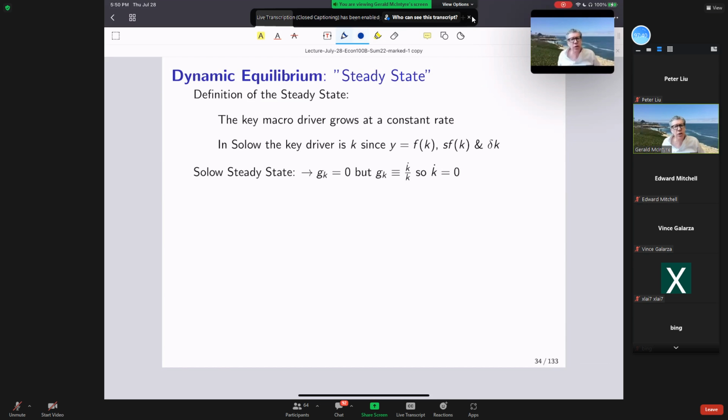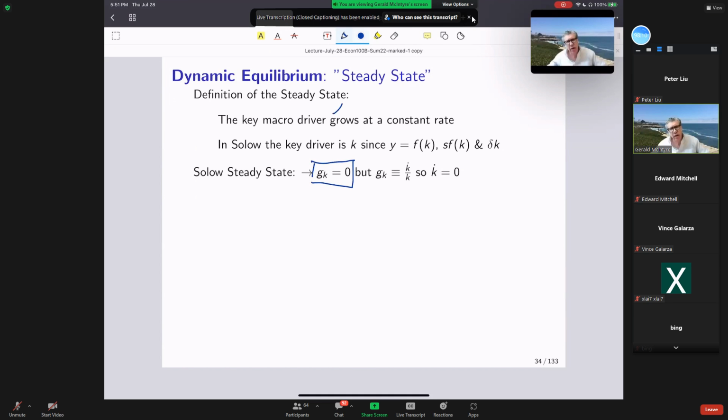If you set it anything different from zero, you have to explain why. If you set it equal to a constant 17, well, why 17? Zero makes some sense in that if something's growing at a zero rate, it's constant. That's what he says, so we'll take him at his word. He's smart, he's a genius. Let's see what he gets out of this particular assumption that the steady state is where some key macroeconomic driver grows at a constant rate.